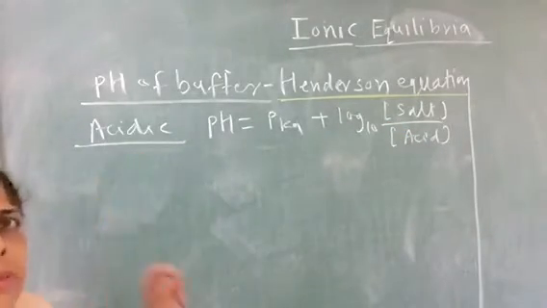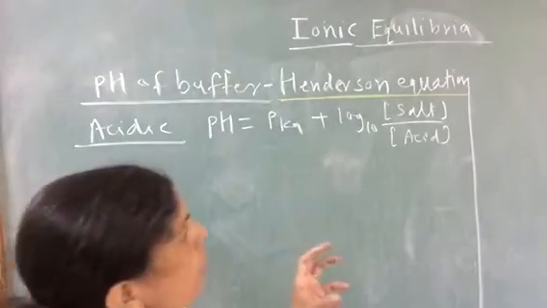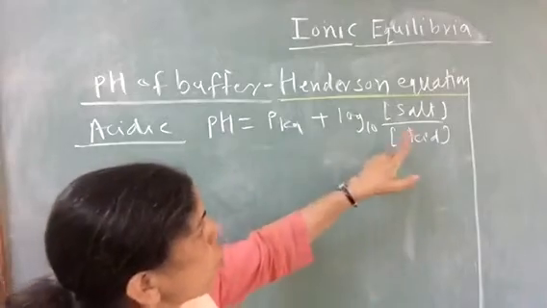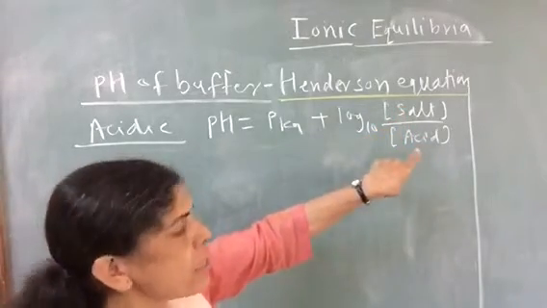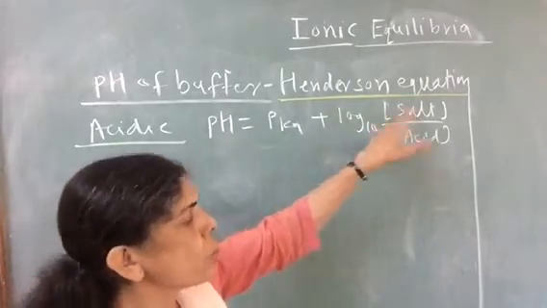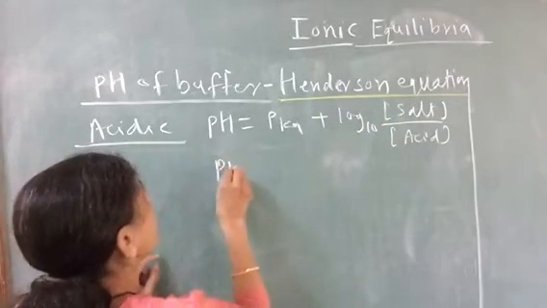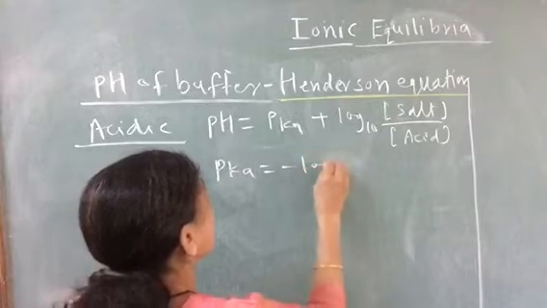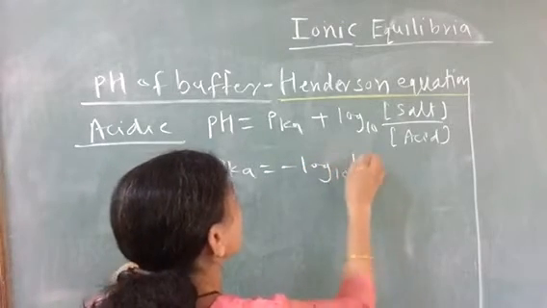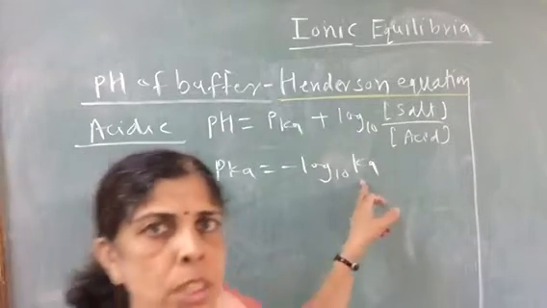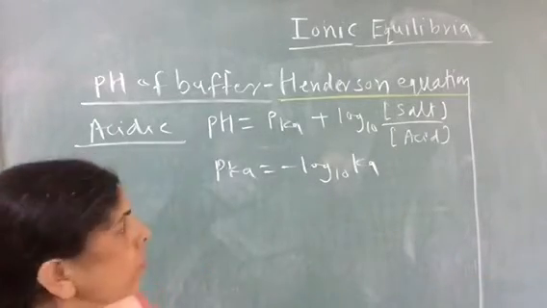In acidic buffer we have a mixture of weak acid and a salt of the same weak acid with strong base. So those two values we have to substitute here: concentration of weak acid and concentration of salt. And what is pKa? pKa is equal to minus log of Ka to the base 10. Ka is the dissociation constant for acid, isn't it?